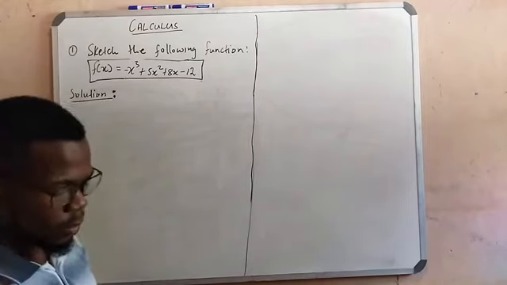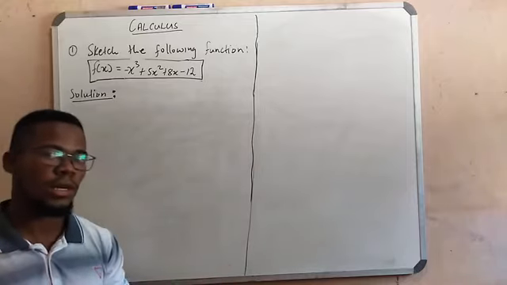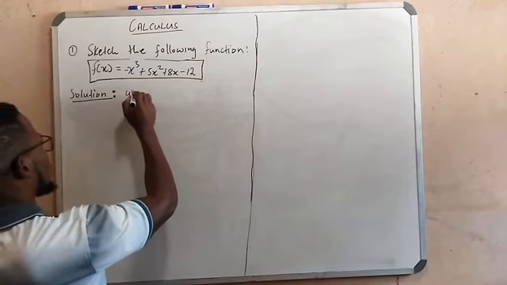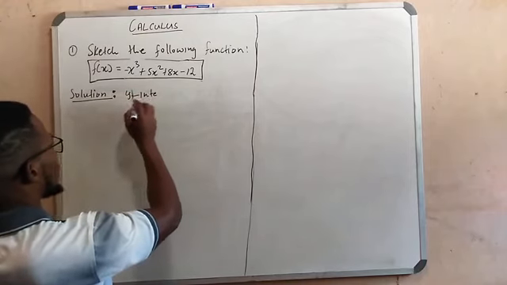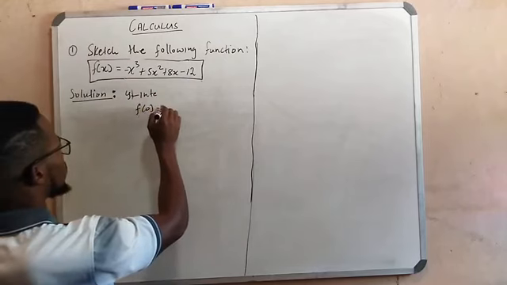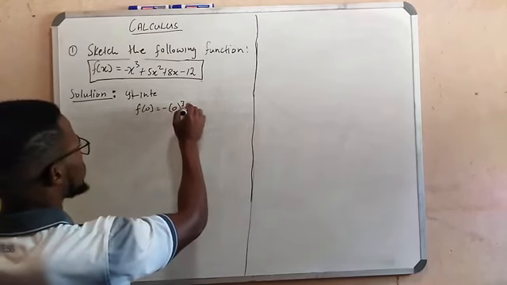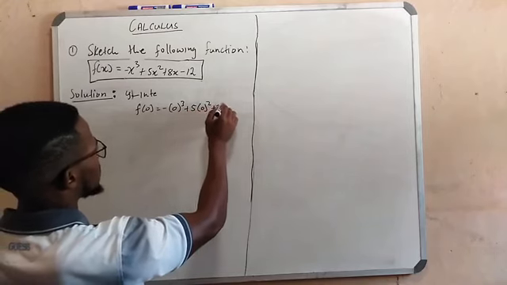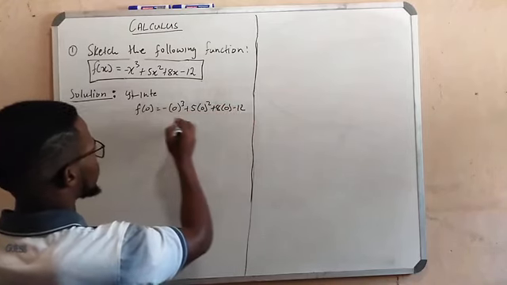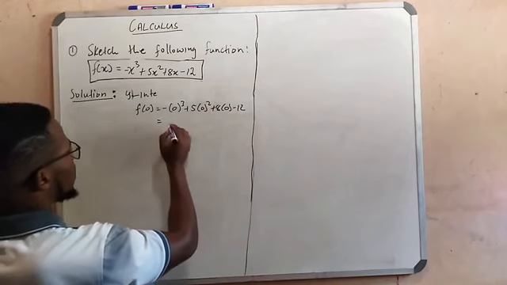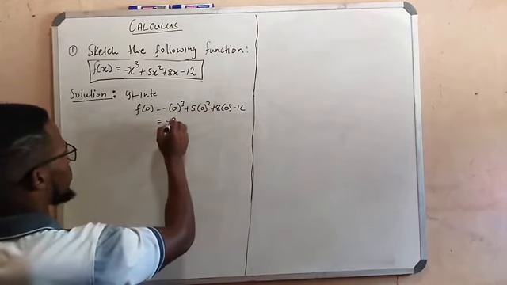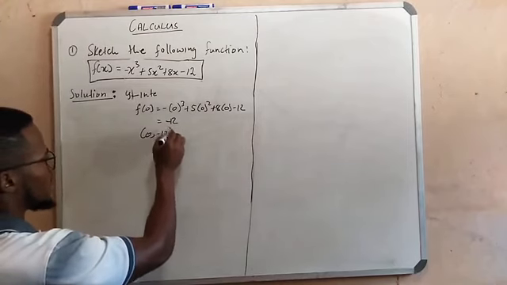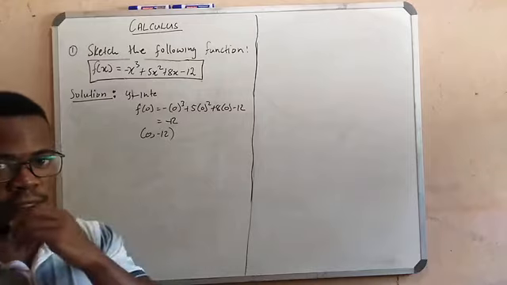Now remember, to find the y-intercept, you have to let x = 0. So for the y-intercept, we have f(0) = -(0)³ + 5(0)² + 8(0) - 12. So we are going to have -12. So our y-intercept is (0; -12). That is the y-intercept.